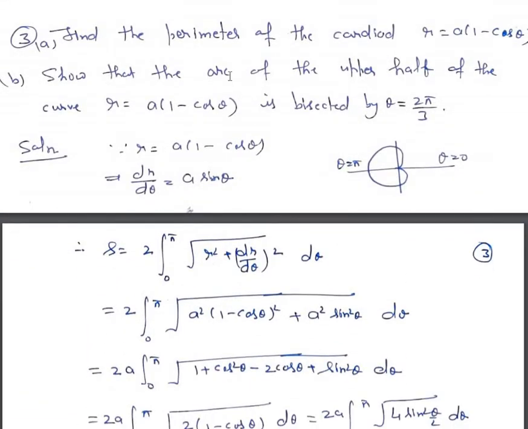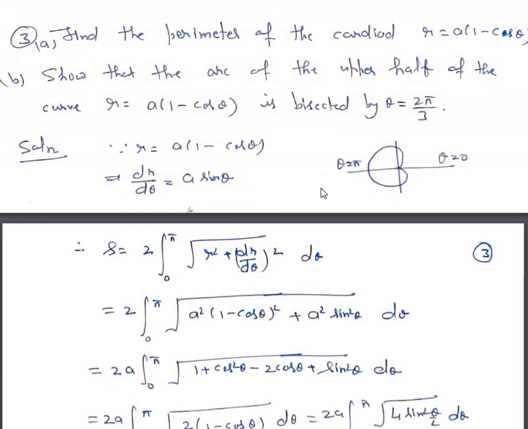Third example, find the perimeter of the cardioid r is equal to a into 1 minus cos theta. Let's do the first part. Now first part is similar to the first problem. So we find out dr upon d theta. Dr upon d theta is a sin theta. Shape of the cardioid is like this.